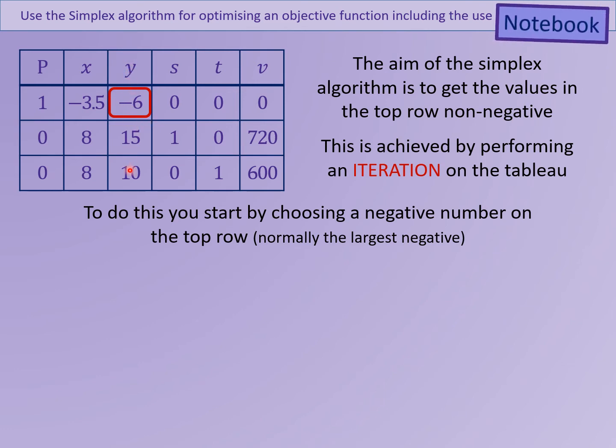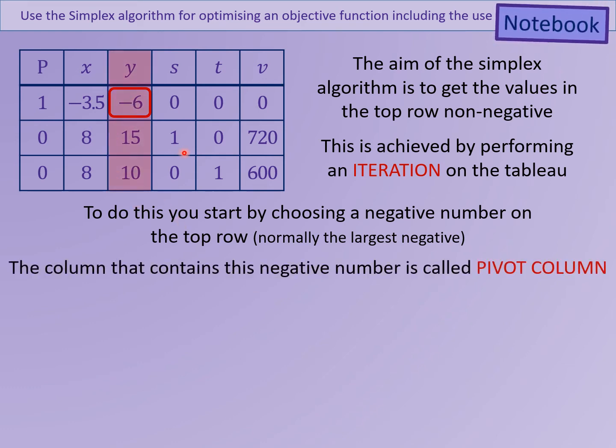That tells you which column you're working with. So I'm working with this column. This is my pivot column that I'm going to work with. Right, so what I do now is I need to decide what's going to be our pivot. So now we've decided which column we're working on, we need to know which number out of these two is going to be our important one.